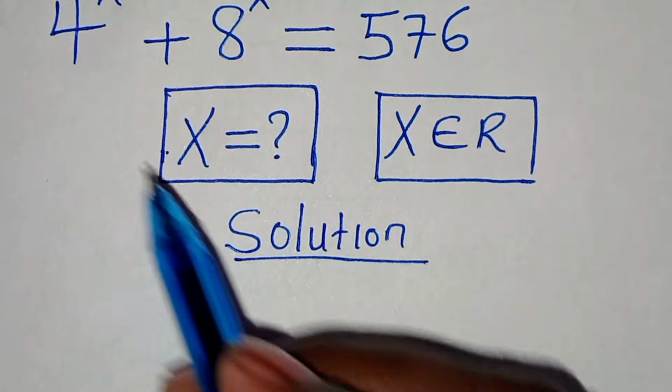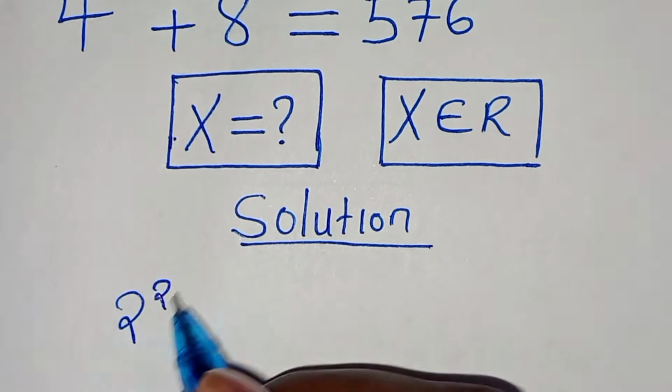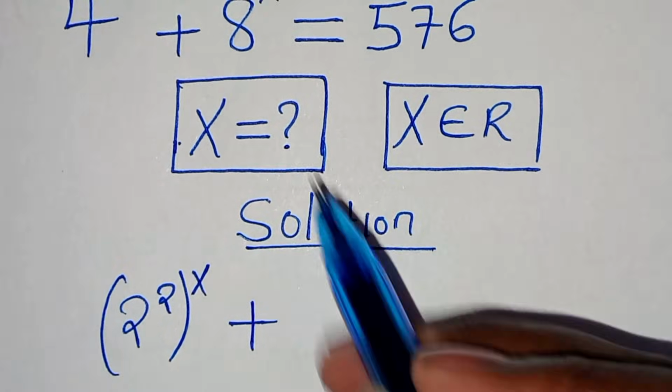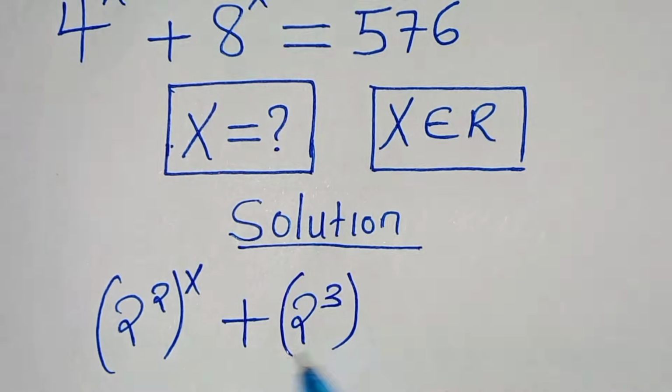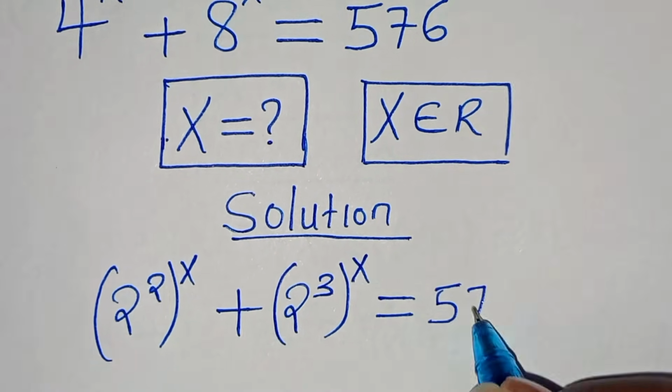We can express 4 to the power of x as 2 to the power of 2 raised to the power of x, then plus we can express 8 as 2 to the power of 3 raised to the power of x. This is equal to 576.